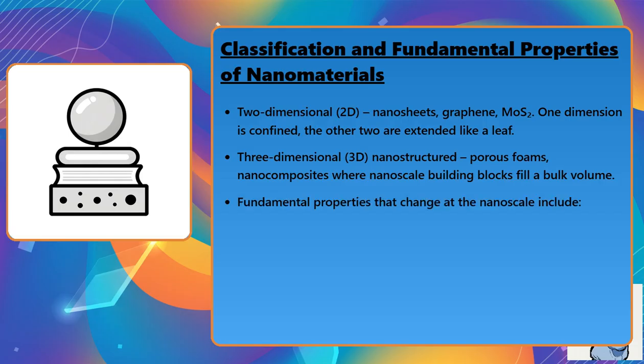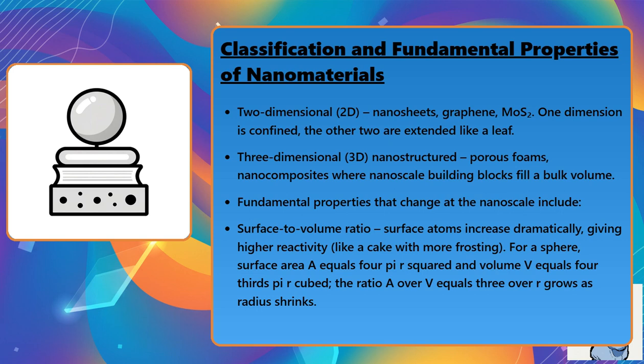Fundamental properties that change at the nanoscale include: surface-to-volume ratio. Surface atoms increase dramatically, giving higher reactivity, like a cake with more frosting. For a sphere, surface area equals 4 pi r squared and volume V equals 4/3 pi r cubed. The ratio A over V equals 3 over r, which grows as radius shrinks.